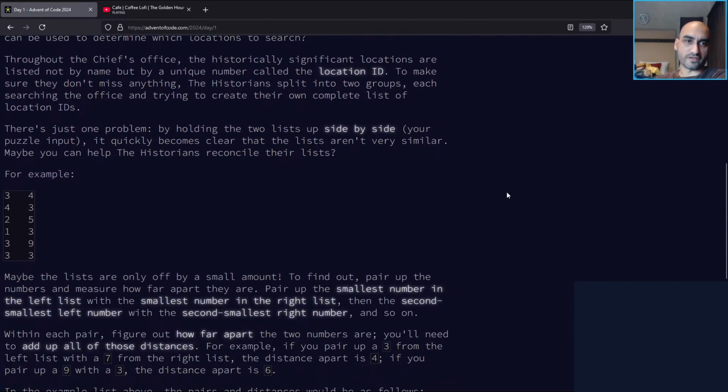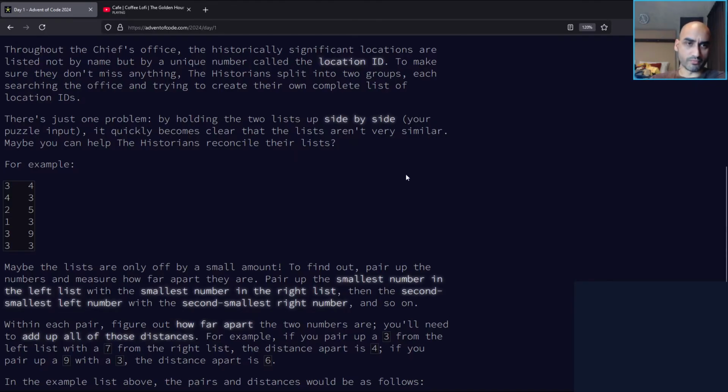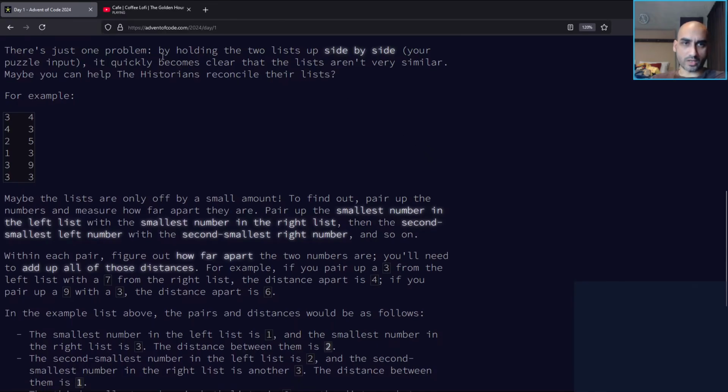Throughout the chief's office, the historically significant locations are listed not by name, but by a unique number called the location ID. To make sure they don't miss anything, the historians split into 2 groups, each searching the office and trying to create their own complete list of location IDs. There's just one problem. By holding the 2 lists up side by side, it quickly becomes clear that the lists aren't very similar. Maybe you can help the historians reconcile their lists.